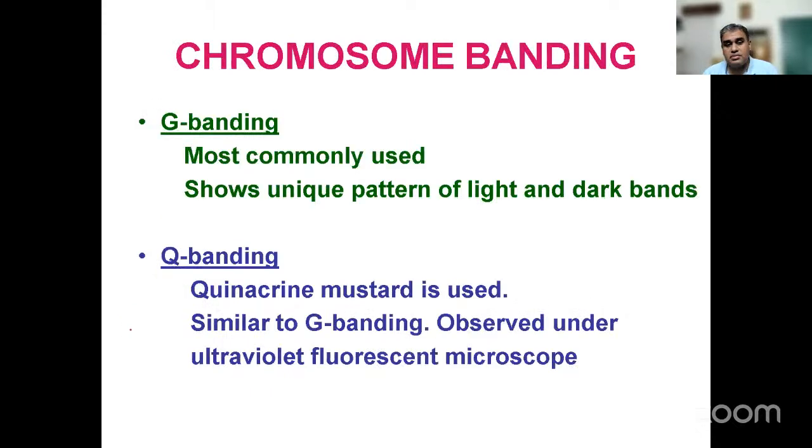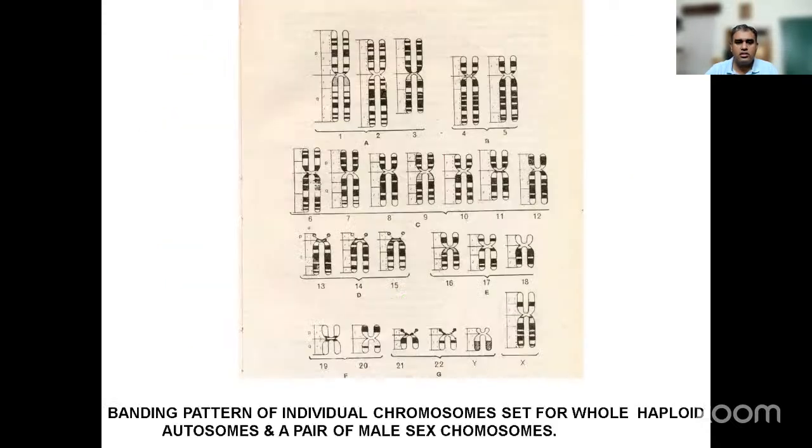Then comes banding. This is one of the good questions in university exams, and also in your MCQs: types of banding. At least remember that there's G banding, Q banding, and reverse G banding. G banding is most commonly used, and the light and dark bands are shown over there. Q is for quinacrine, and quinacrine mustard is used, similar to G banding, observed under a fluorescent microscope. This is a banding pattern of the individual chromosomes, just an image so that you have an idea of it.